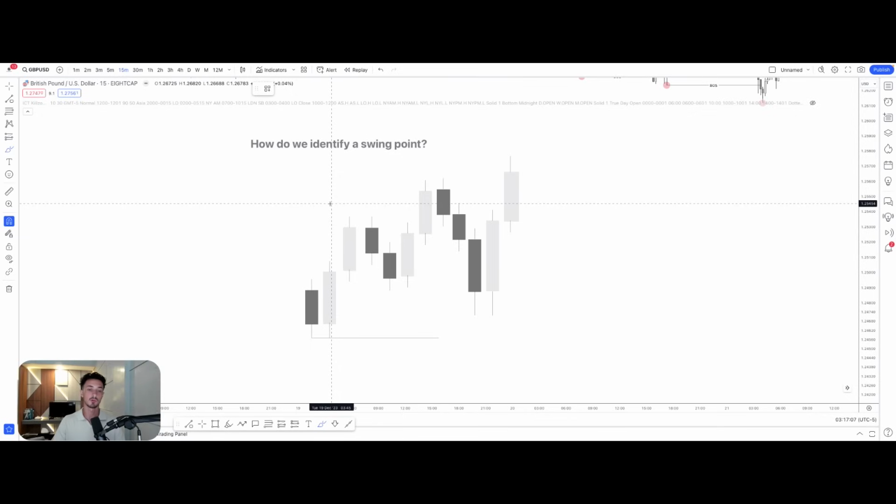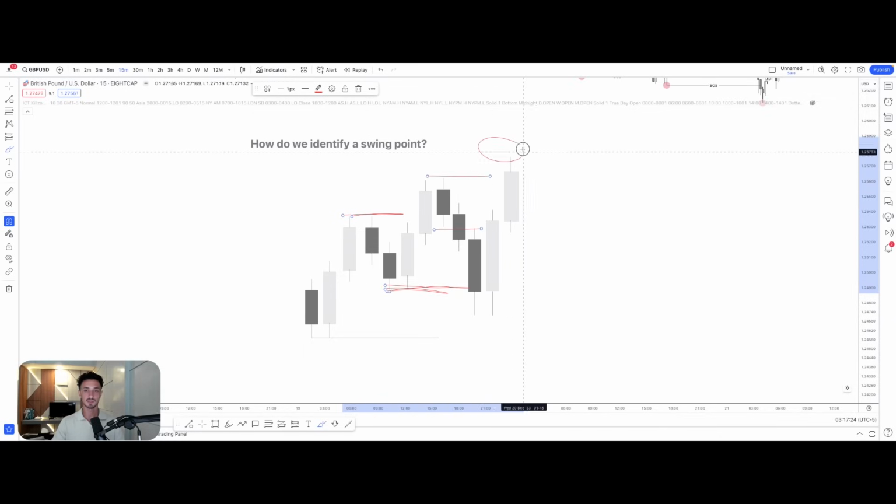What determines the pullback? A lot of you may be looking at this and thinking, okay, well, this is our swing high, and then we have the pullback low, break of structure. So now we're bullish. Oh, but when we break this low down here, now we're bearish and you guys are getting ready to sell, and price takes you out.